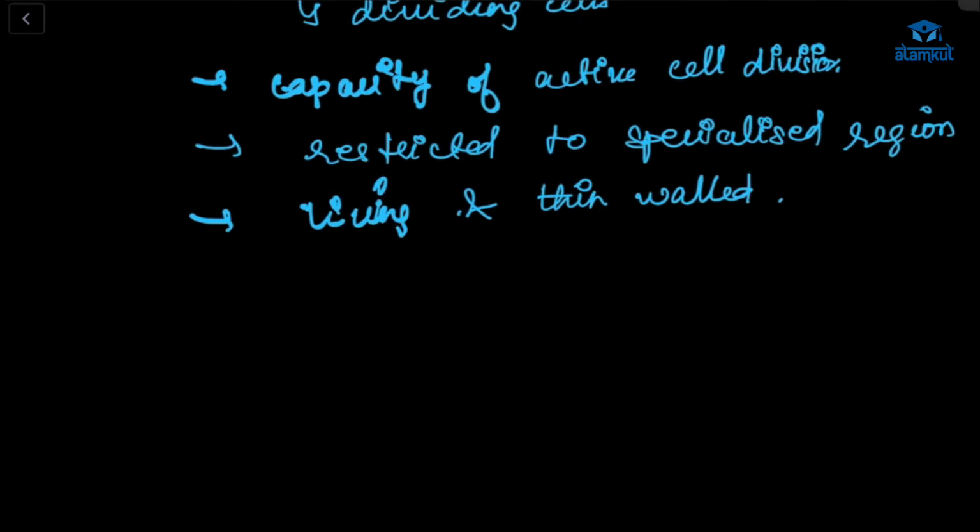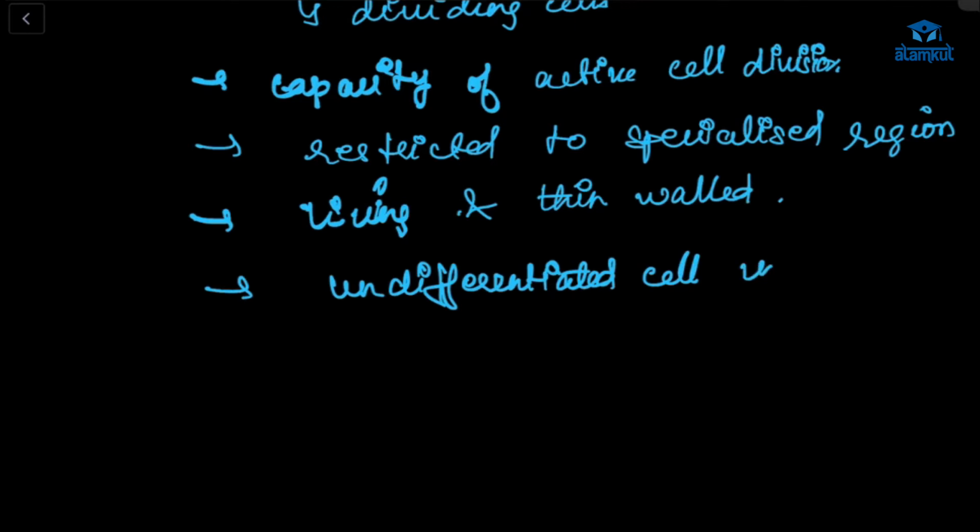Undifferentiated means they are just dividing. They don't have any particular function. So then what's the point? Yeah, after they are dividing, right, then they will mature. Okay, yes, ma'am. They will differentiate into particular functions. Okay, understood?